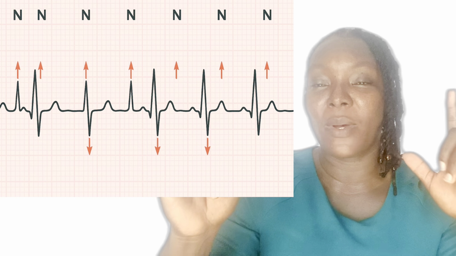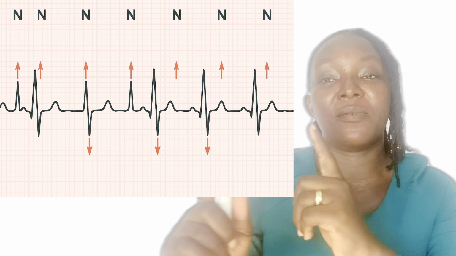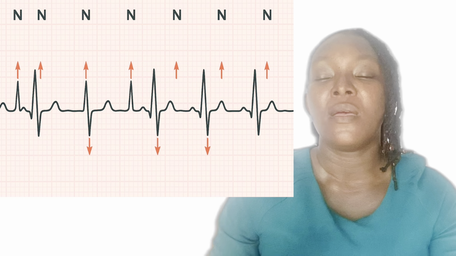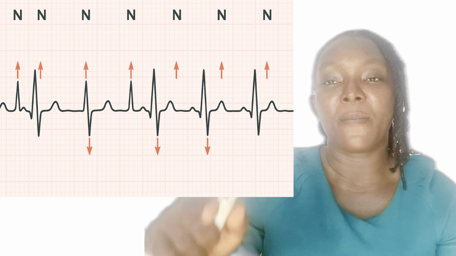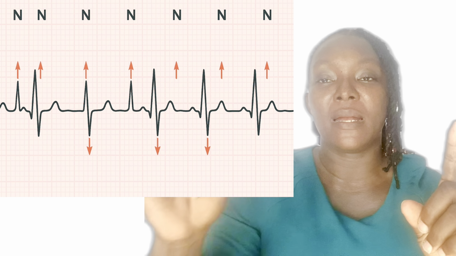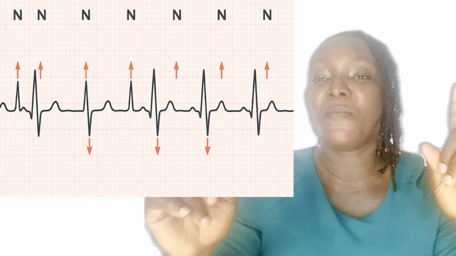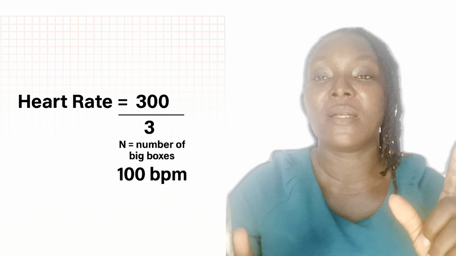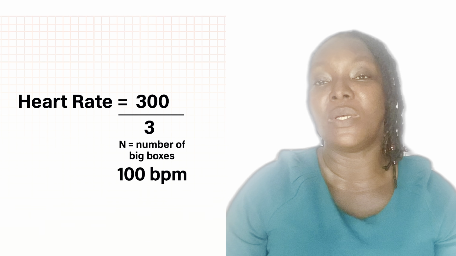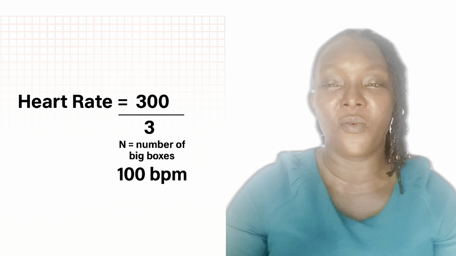What that means is that you take an ECG paper like this, you identify an R wave, identify another R wave. Then if you want to go the big boxes way, you count the big boxes in between. So if you get an R and another R, which is your RR interval, and let's say you get 3 big boxes between them, what will your rate be? It will be 300 divided by 3, which will be 100 beats per minute, as you can see over here.